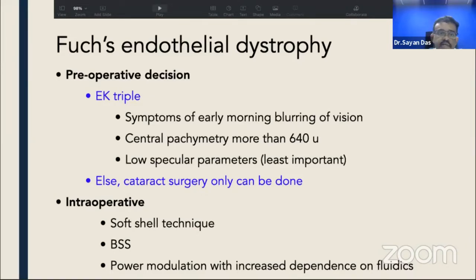the criteria. And intraoperatively, we should use good quality viscoelastic, particularly dispersive ones, and a soft shell technique would be preferable. We should use BSS as the irrigating fluid, and we should modulate the power to decrease energy dissipation in the anterior chamber with increased dependence on fluidics.